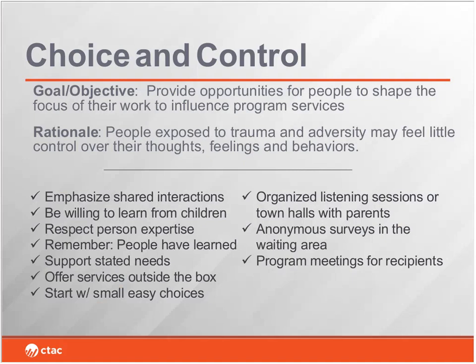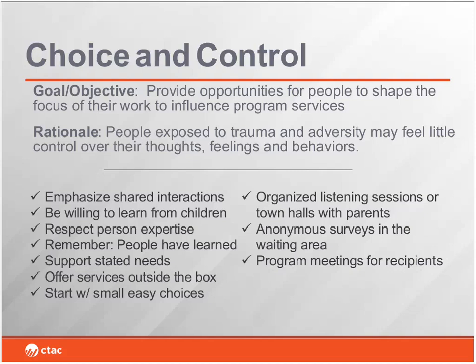And the rationale for this is, again, people exposed to trauma and adversity may feel little control over their lives, over their thoughts, their feelings, and behaviors as a result of dysregulation of their human stress response over many years. So in this particular case, we need to emphasize shared interactions, being willing to learn from children and families about their experiences, and respecting the expertise that they have about their lives. There are always two experts in the room, the family and the service provider. And the children, all of which have some expertise to bring to helping people overcome adversity, trauma, and chronic stress. So these are all different ways in which, as a program, we need to approach services.